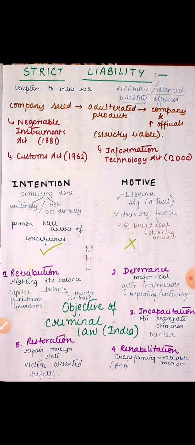These special laws include the Negotiable Instruments Act, Customs Act, and Information Technology Act, and you need to remember the dates here because they are given in the textbook. It's easy. In 1881, the Negotiable Instruments Act was passed, the Customs Act in 1962, and finally in 2000, the Information Technology Act, the IT Act, was passed.